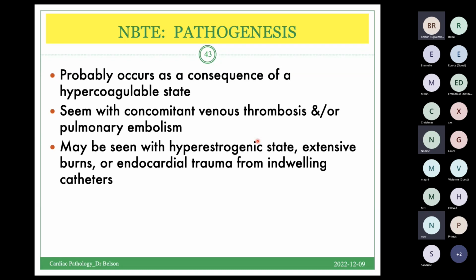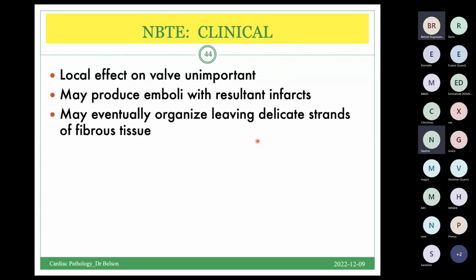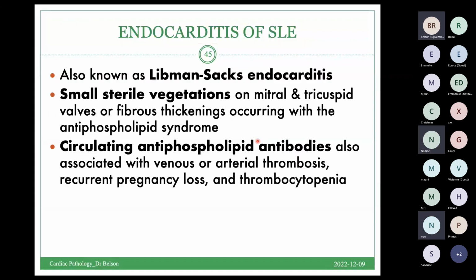So one of them is the hypercoagulable state. The blood will be stagnant there and induce inflammation, probably because some blood clots have attached to the endocardium. Basically, the endocardium does what the endothelium does: whenever there is a lesion on it, blood clotting automatically takes place. The local effect on the valve is not very important, but this one may produce emboli and infarcts somewhere.